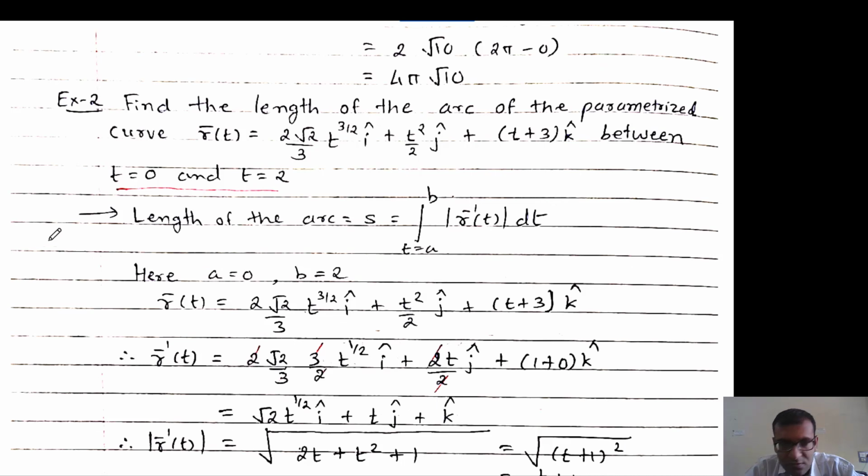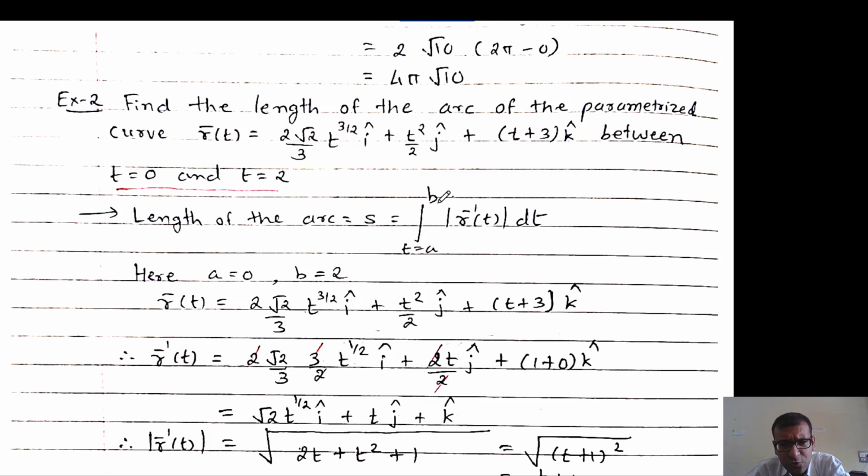Right? So example number 2. Find the length of the arc of the parametrized curve r bar of t is equal to 2 root 2 by 3 t raised to 3 by 2 i plus t square by 2 j plus (t plus 3) k between t is equal to 0 and t is equal to 2. Now we know the length of the arc is s is equal to integration from t is equal to a to b of mod r bar dash of t dt.